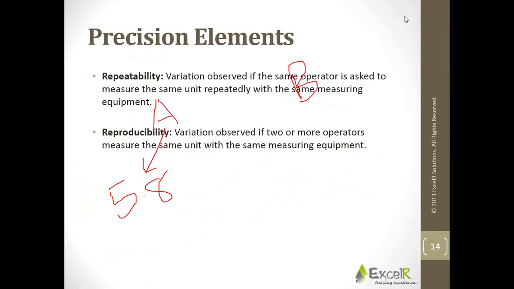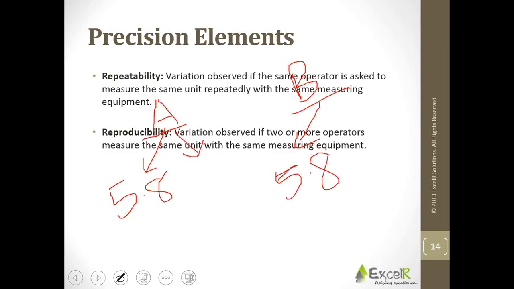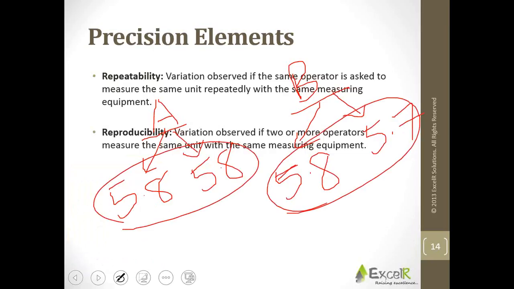All right, so what is reproducibility? If I'm asking two or more operators to measure the same unit with the same measuring equipment, that is reproducibility. Let us discuss further. If I ask person A to come and take my height reading, he says 5.8. Person B also says it is 5.8. I call both of them after 5 days and ask them to take the readings. Person A takes my reading, it is 5.8. If person B also takes 5.8, it is called reproducibility. They are reproducing themselves. If instead of 5.8, this person says 5.7, then there is no reproducibility. They are not reproducing the same results. So this is the difference.